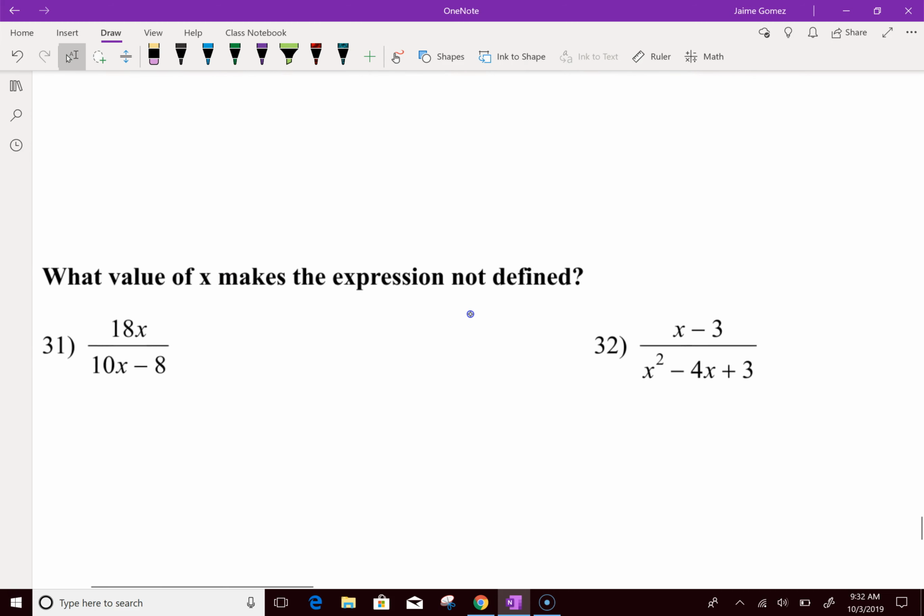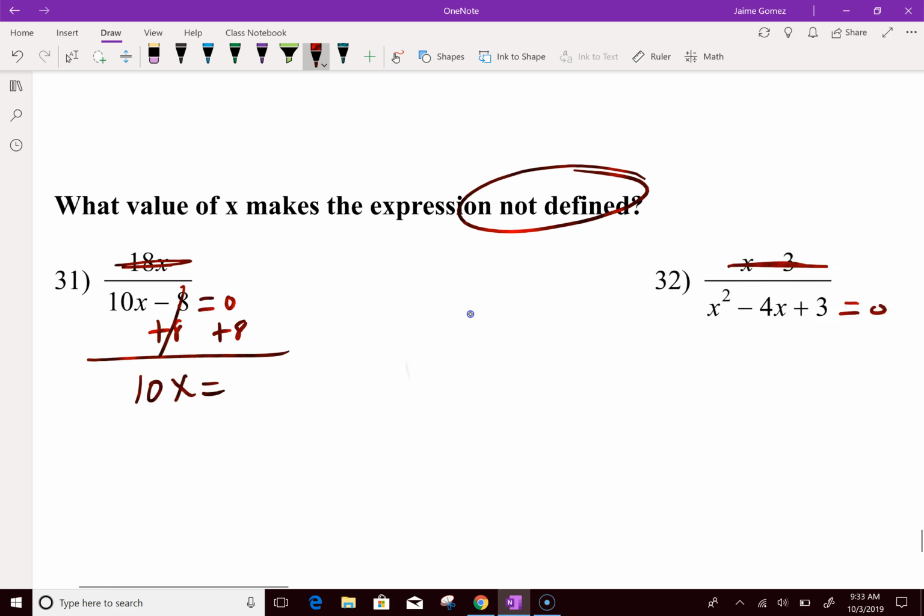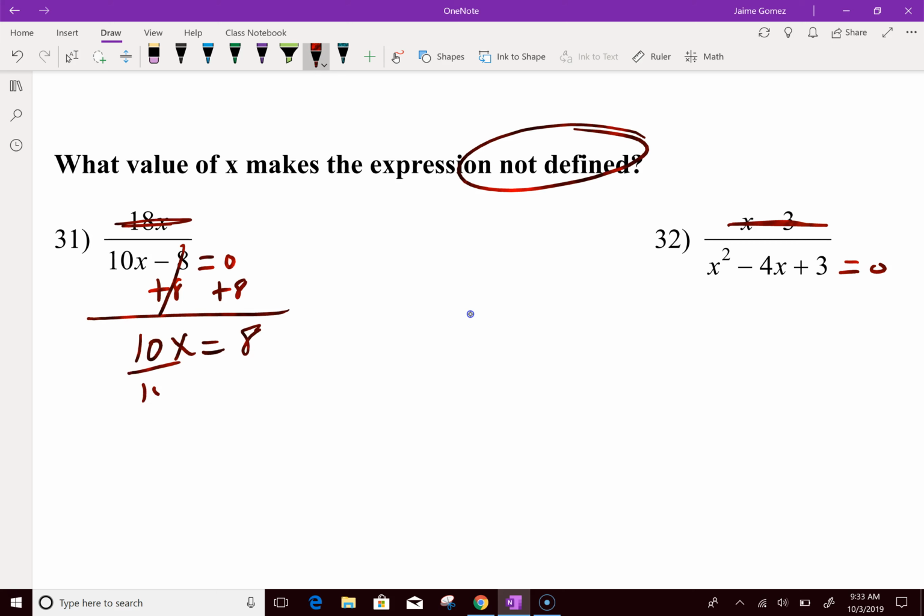31. What value of x makes the expression not defined? Not defined means what? Who cares about the top? You put the bottom equal to 0. So you solve. Numbers go with numbers, letters go with letters. 0 is a number, so move the 8 to the other number. 0 plus 8 is 8. Divide by 10. Reduce the 8 and the 10, divide them both by 2, and you're going to get 4 and 5.